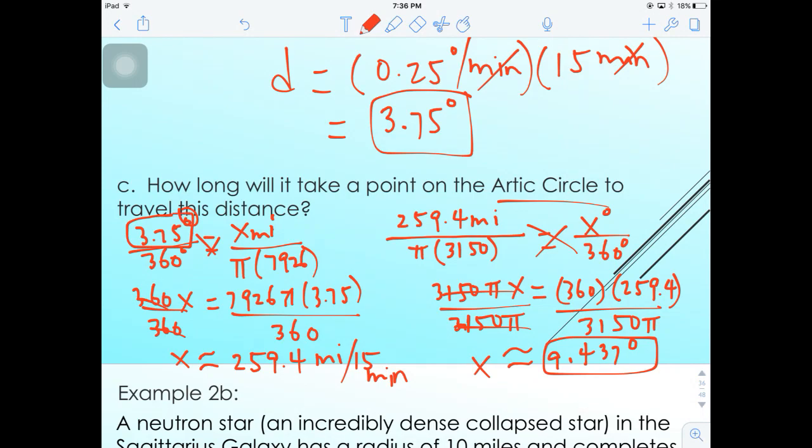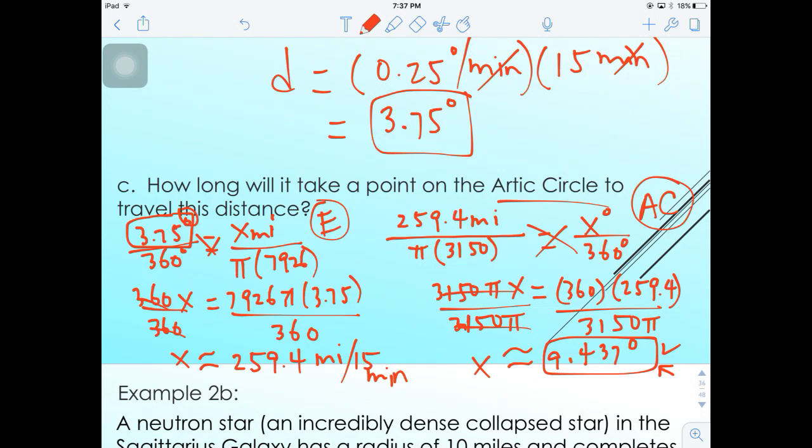So we have finished converting that 3.75 degrees is actually equal to 9.437 degrees on the Arctic Circle. So remember, this is the Earth equator, and this is on the Arctic Circle. So they're equivalent, okay? It's different because of the radius of the two different circles. And now we're going to figure out how long it will take to travel that 9.4 degrees.